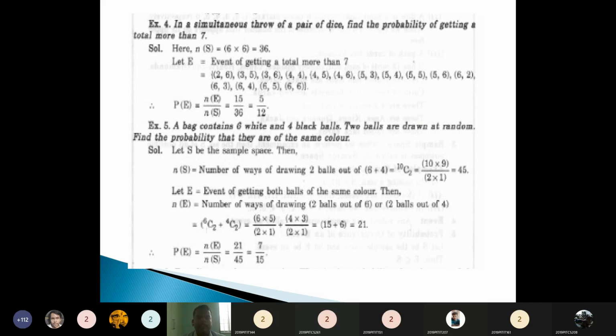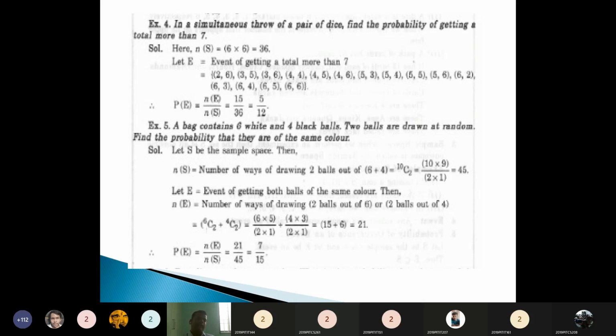6 into 5 divided by 2 into 1 plus 4 into 3 divided by 2 into 1. There are 2 different ways you can do it: picking those 2 balls as white, or picking 2 balls as black. That is another possibility, so you have to use the sum rule. So that is 21, and 21 divided by 45 is the answer.